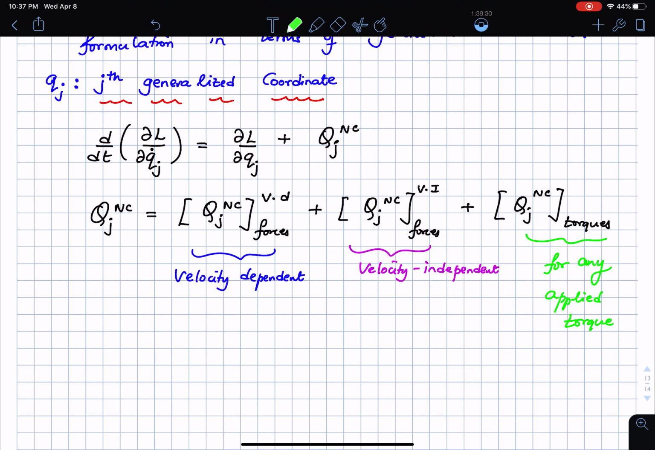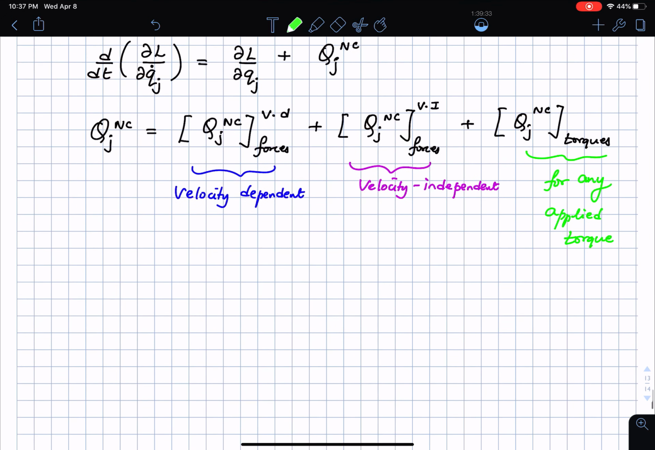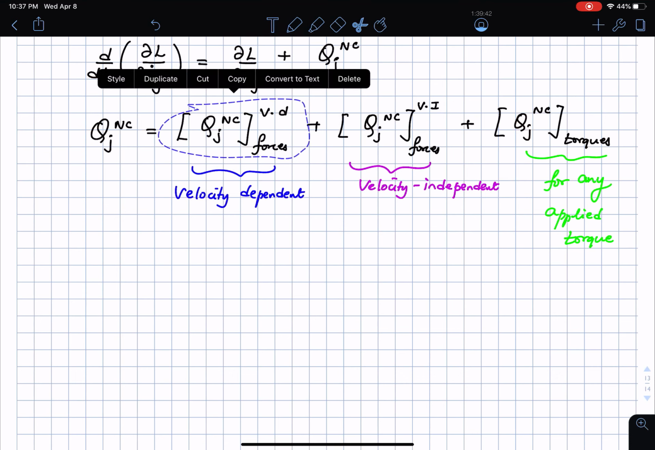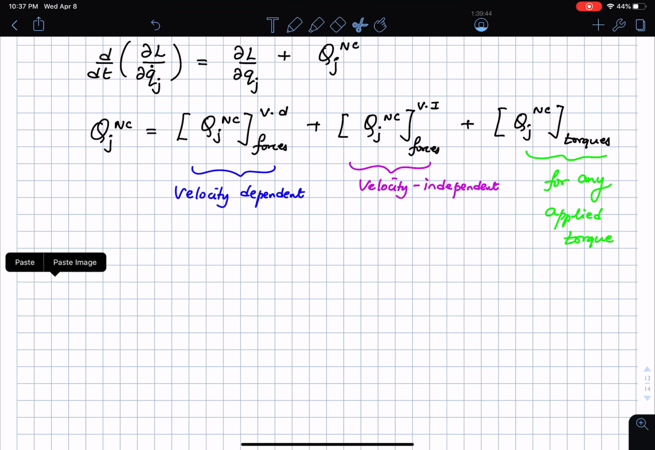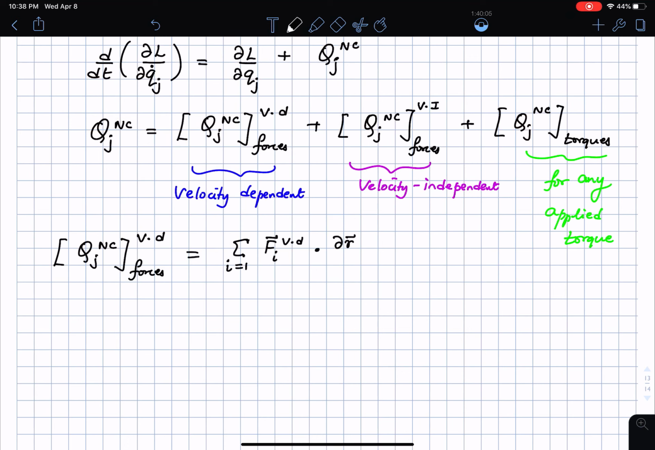And we have seen how these forces have been handled earlier, and I don't want to dwell too much on this. But typically if you have Qj nc velocity dependent, let me copy that and paste it here. This is typically written in the following fashion: summation, let's say i equals 1 to something, Fi velocity dependent dot product with dri dot by dqj dot.